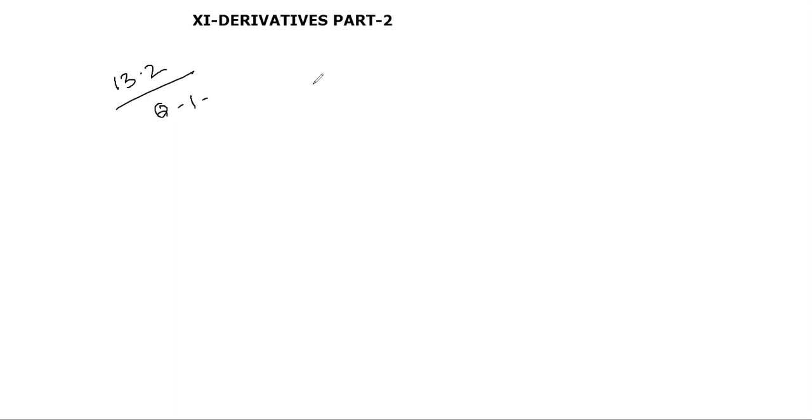The question number 1: find the derivative of x square minus 2 at x is equal to 10. So d by dx of x square minus 2, but we are using first principle.